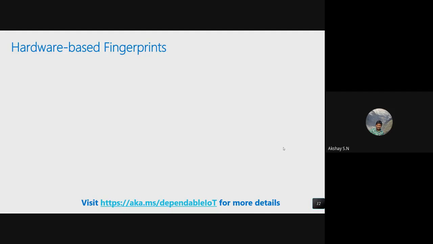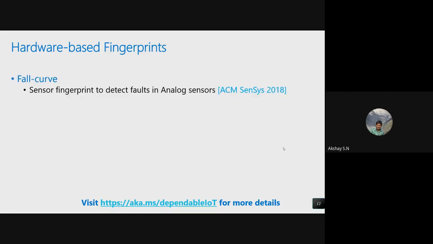Now, I'm going to present a few hardware fingerprints which we have designed. The first one is called fault curve, which is basically a sensor fingerprint to detect faults in analog sensors. This work is presented in a conference called Census, which is a top conference in sensors and systems.